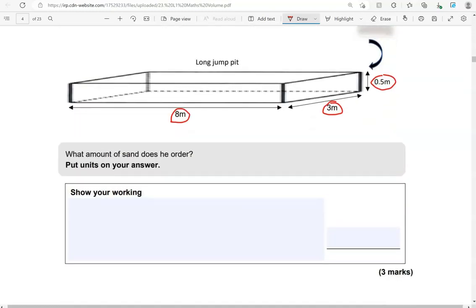So we're going to multiply 8 by 3 by 0.5. 8 times 3 is 24. So 24 times 0.5. When you multiply a number by 0.5, you halve it, because 0.5 is half. So 24 times 0.5 gives us 12.